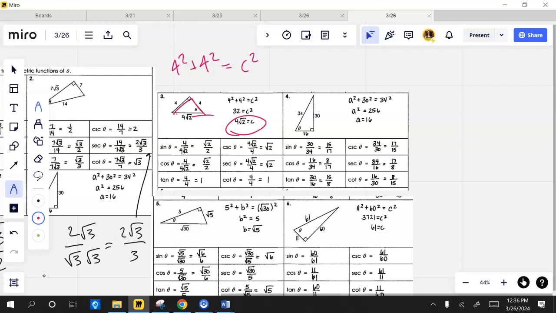Hypotenuse is always across from the 90-degree angle. A and B don't matter. C has to be across from the 90-degree angle. So if you're looking there, that's got to be C.